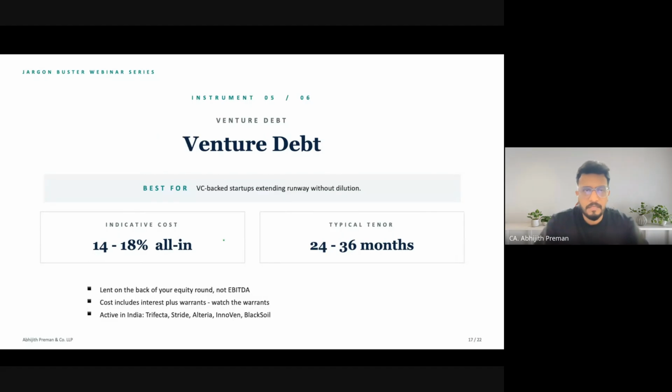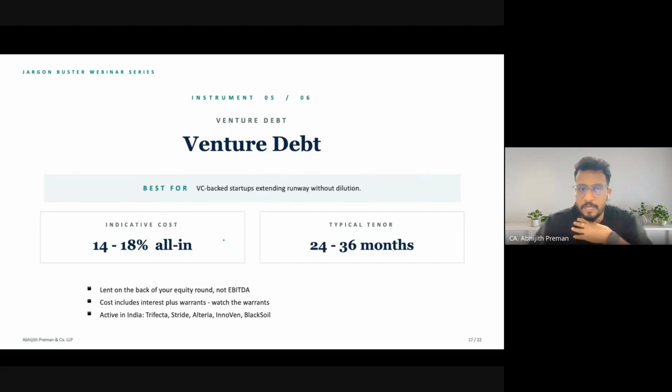Then we have venture debt. It's best for VC-backed startups extending runway without dilution. If you are a VC-backed startup and you need some more money for the runway, but you are not ready to dilute at this point of time, you can go for a venture debt. The indicative cost is 14 to 80% all in. Typical tenor is 24 to 36 months. They lend on the back of your equity round, not EBITDA. You are getting the money because you are going to raise funds in the future, so you can repay it once you raise the fund.